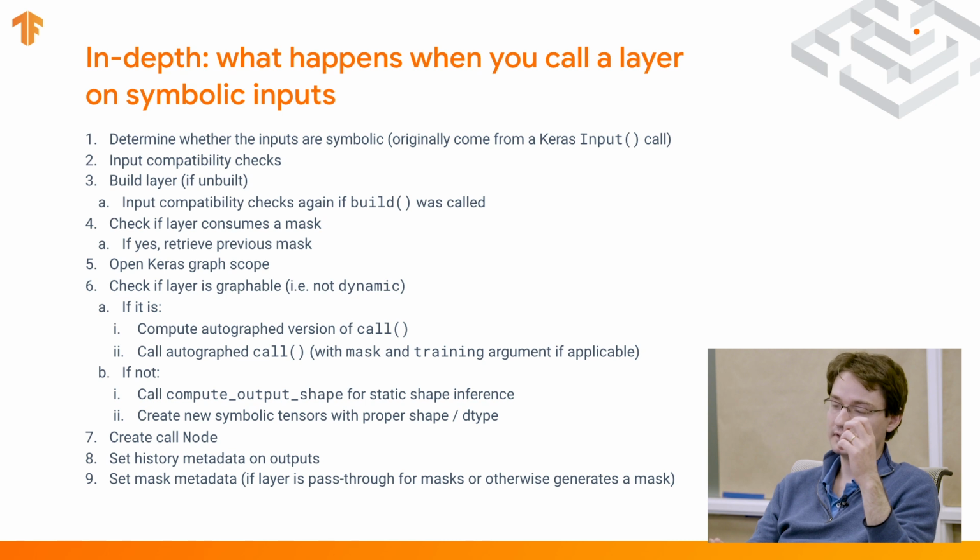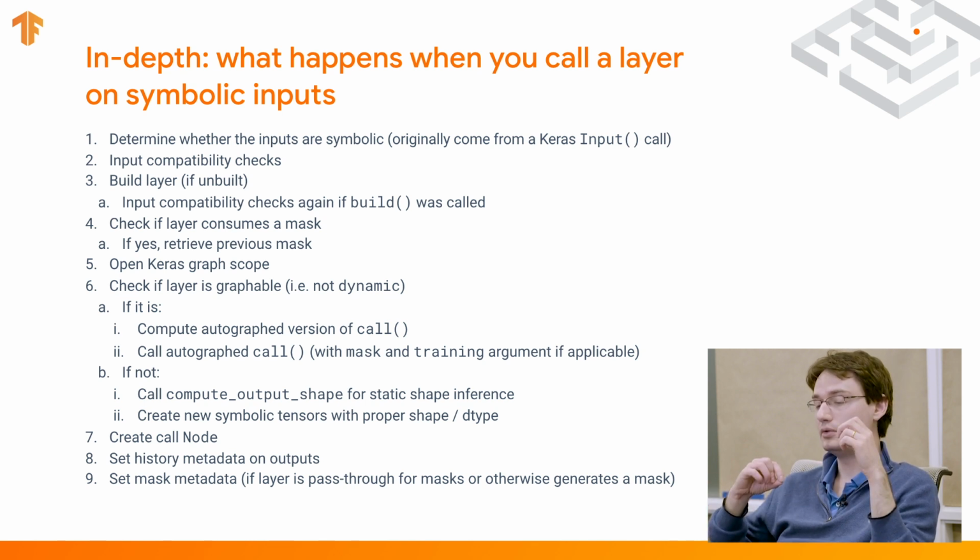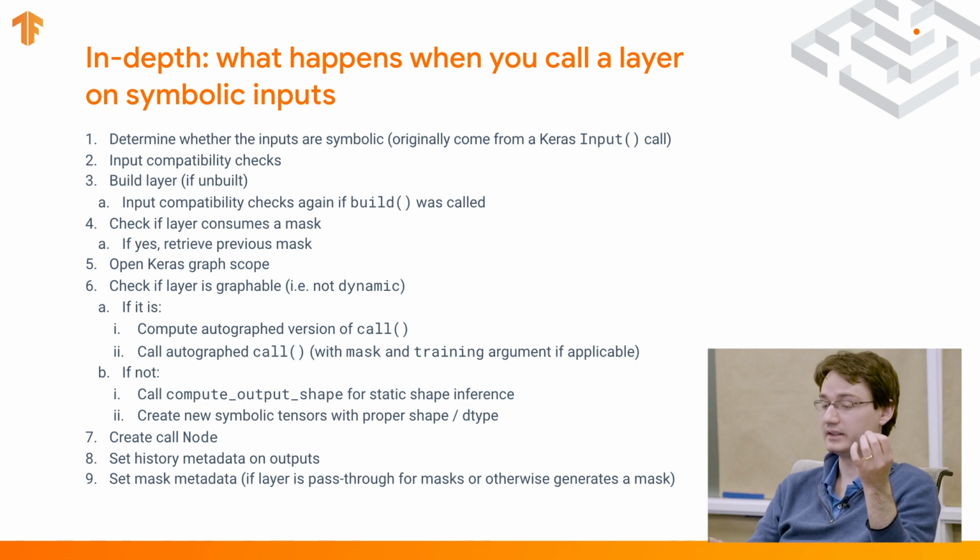So once you've created the subgraph corresponding to this layer, you're going to create a node object, which is, again, a node in the graph of layers that the functional API builds. You're going to set metadata on the outputs corresponding to the node. So essentially, the layer call that created these outputs, and also mask metadata. So that's it. It's actually a lot of features in one.